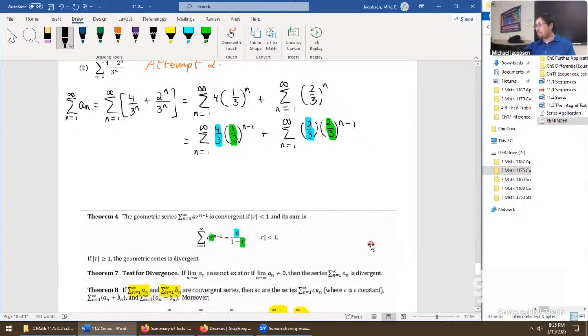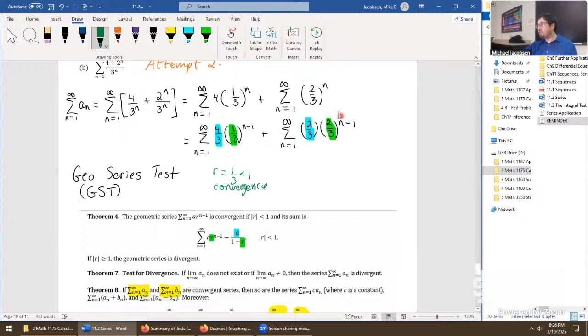So we can say geo series test. Again, if you like acronyms, GST is totally fine as well. For the geometric series test, on this one, r equals 1/3, less than 1, so convergence. And then on this one, same thing. However, r is 2/3, less than 1, so convergence again.